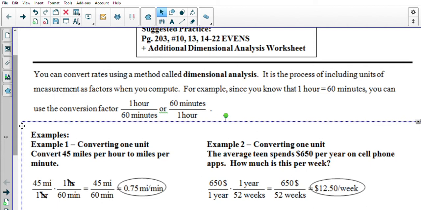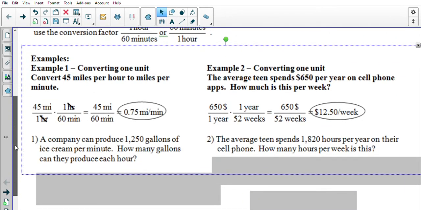Your conversion rates are in your guided notes, in several sets of guided notes, including this one, and you may use those conversions as we're working through these problems. And on a test or a quiz, should you need any of the conversion factors, I will make sure to provide you with them. So we're going to start with some examples of converting one unit of measure.